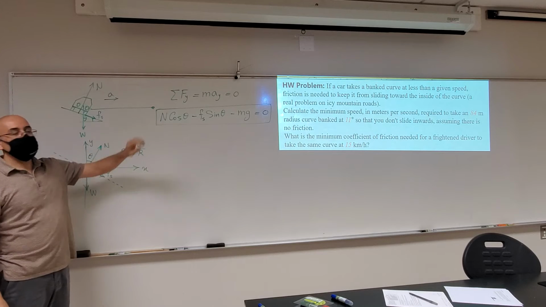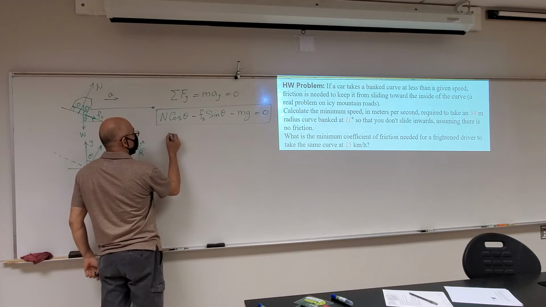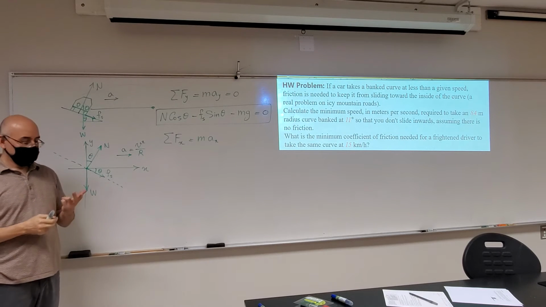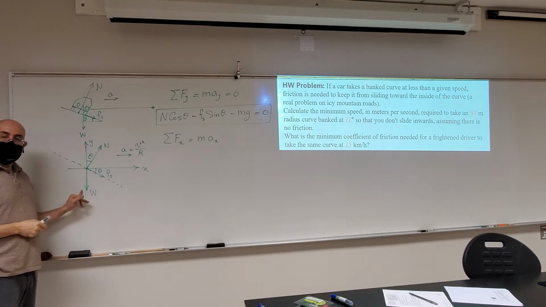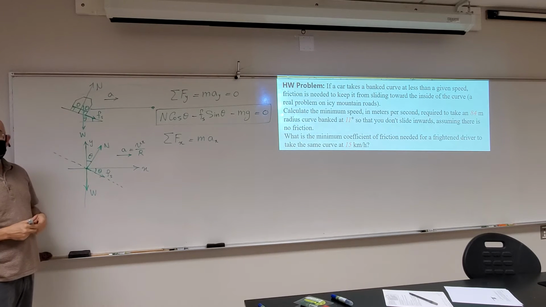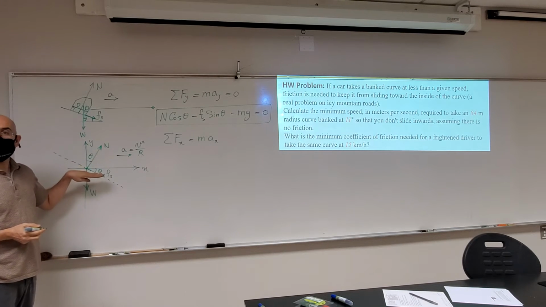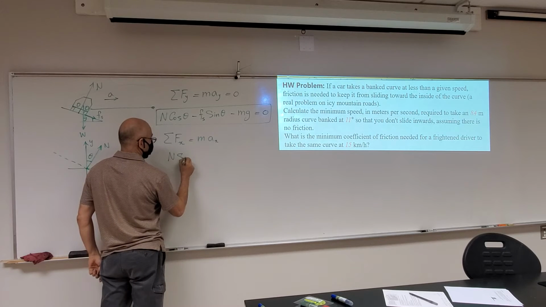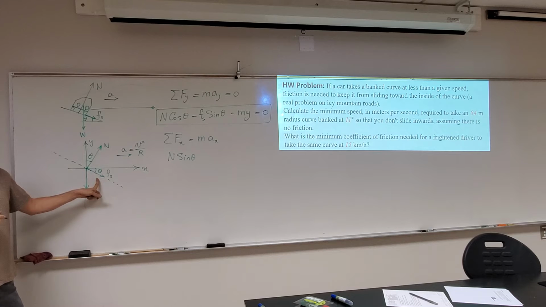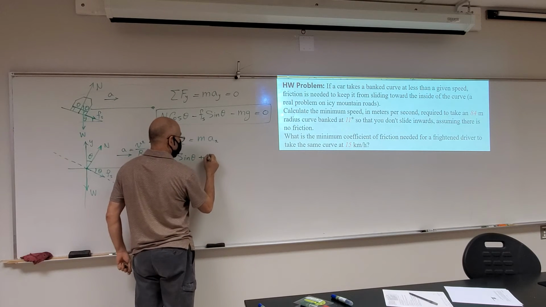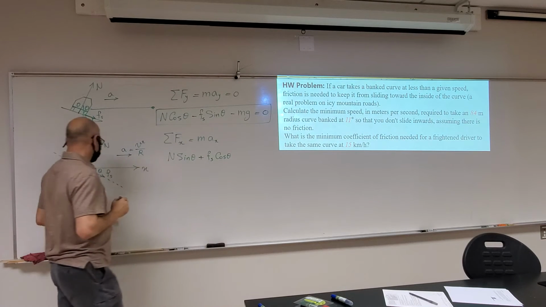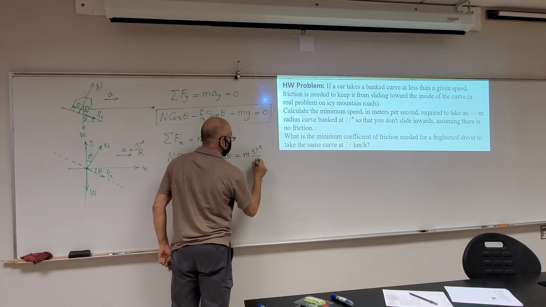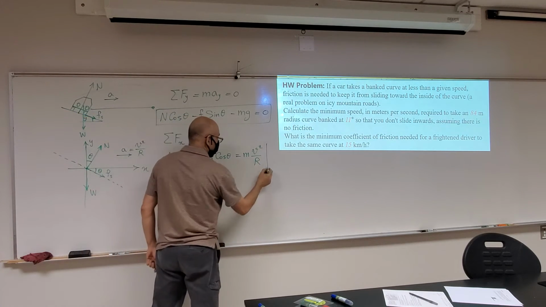All right. What is sum of fx equal to max? W doesn't have x component. We have x component of normal force, which is normal times sine theta, right? Because it is not adjacent. So normal sine theta. What about fs? Plus fs cosine theta equals m times v squared over r, all right? That's all we have.